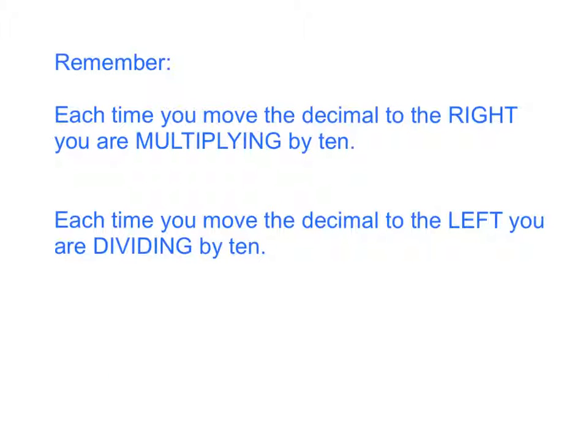To sum up, remember, each time you move the decimal place to the right, you are multiplying your answer by 10. Each time you move the decimal place to the left, you are dividing by 10.